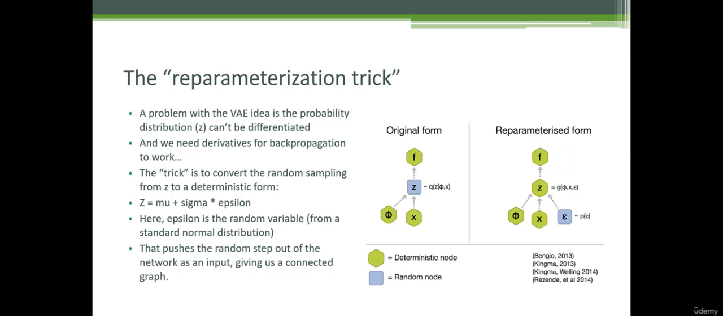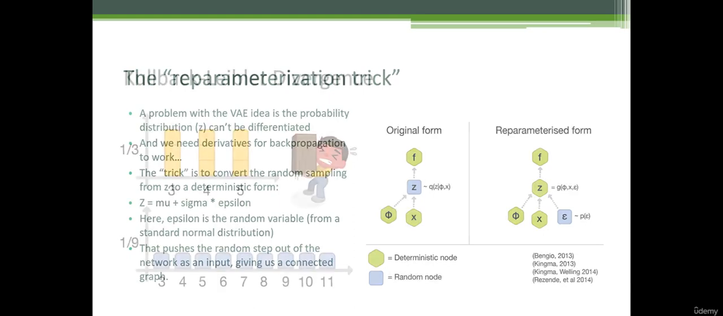So epsilon is the random variable from the standard normal distribution here, and by pushing that out into its own term, that pushes the random step out of the network as an input, and then we can have a connected graph again that we can actually differentiate and actually do training on and backpropagation. So I'm not going to get into the math of that too much. I just want you to know what that is.